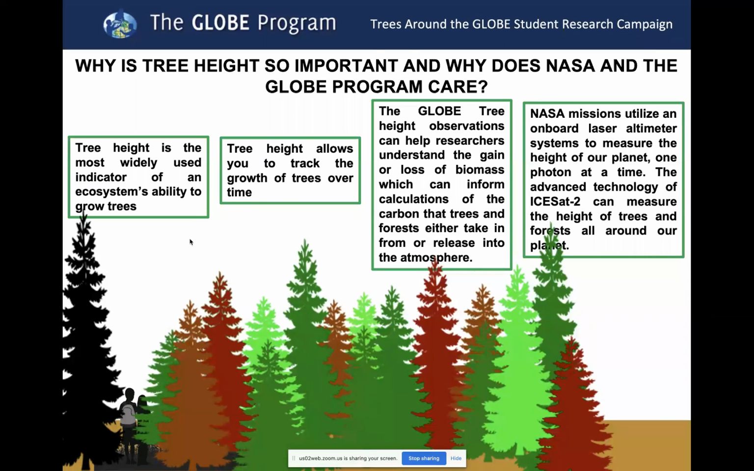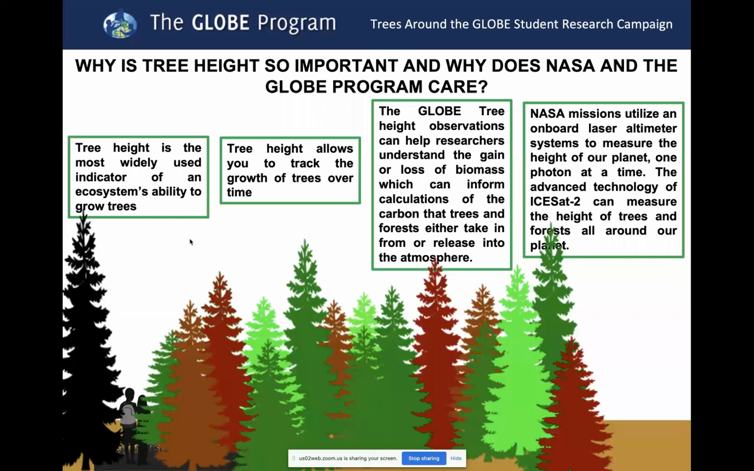And by doing that, we can tell how tall things are on the planet, like ice, mountains, what the ocean height is, what the level of lakes and streams and rivers are, but also trees and forests and wooded areas. We can see the height of them from space. So that's super important to NASA because we have those measurements from space, but tree height from the ground, like you would be doing with the Trees Around the GLOBE Student Research Campaign and the GLOBE program, you can look at the trees from below on the ground and then compare what you see on the ground and what the satellite sees from space.